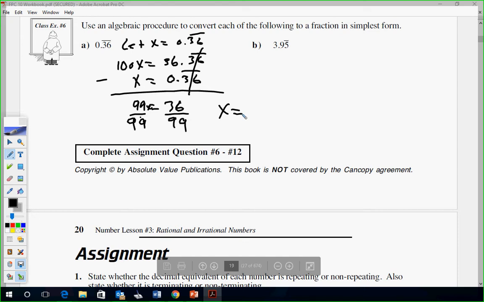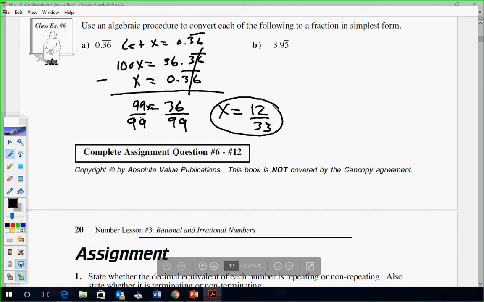How did you get 99? 100 minus 1. Why is the x 1? It's a 1x. There's nothing in front of it. It's always a 1x if it's by itself. Yeah, right? You good? Yeah, I'm good. All right. So this would be our answer. 12 over 33.